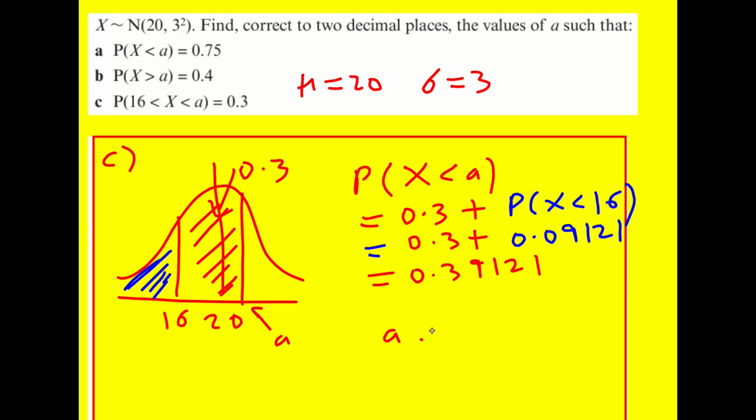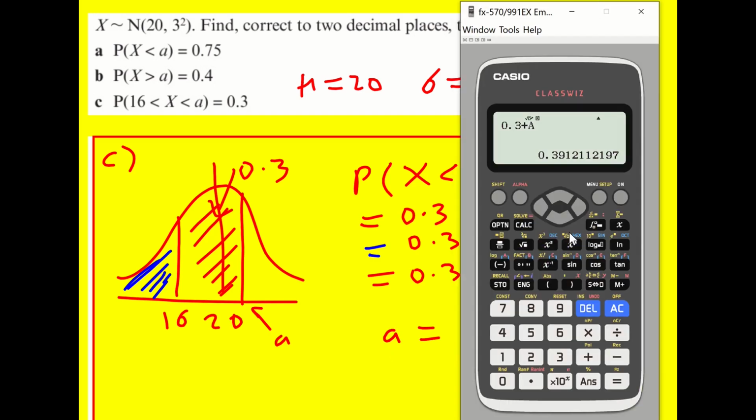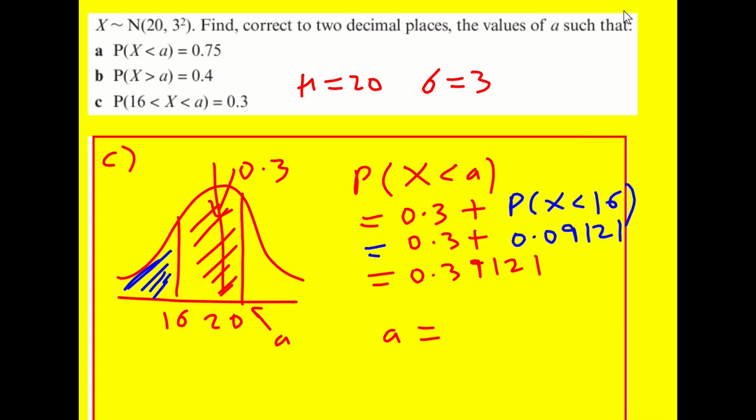So now I can get what A is by doing the inverse normal. Let me store that in my calculator as B. Swap over to inverse normal. I wonder if I can, I've never actually tried this. Does that work? It looks like it will. And I get 19.17 or 19.2. It is actually good practice to write it to a bit more and then round it.